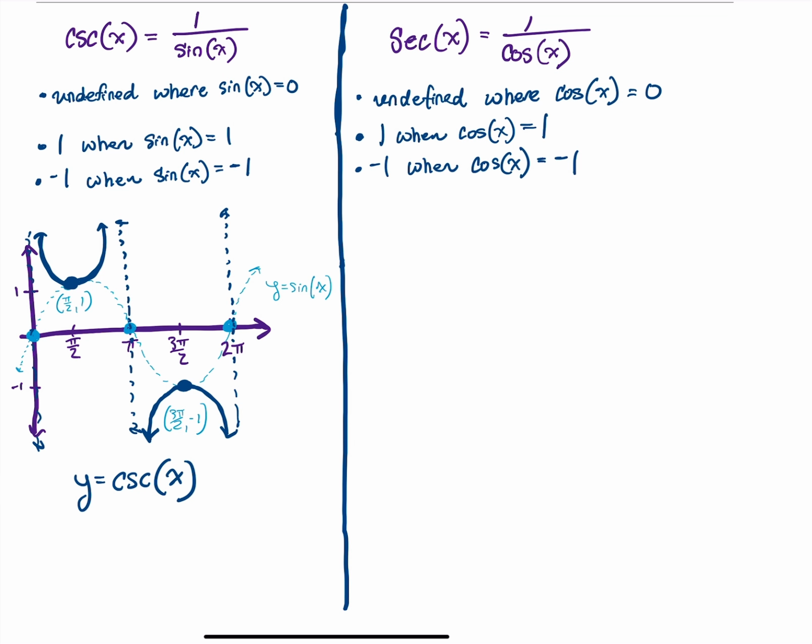So let's list the domain and range. So the domain is all values except where the sine is equal to 0. So we want to exclude these multiples of pi. So at pi, 2 pi, and so on. 0, 3 pi, negative 2 pi. So all values x except multiples of pi. This is where n is an integer.